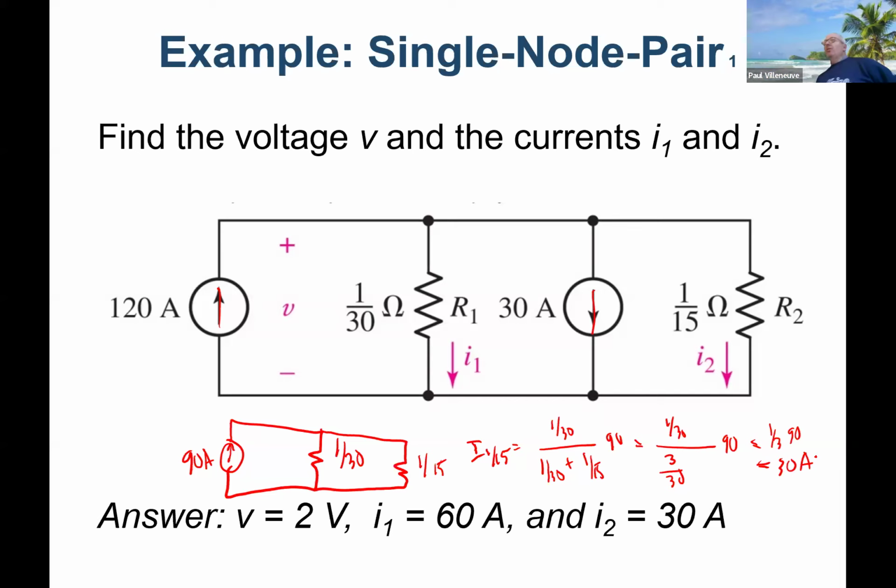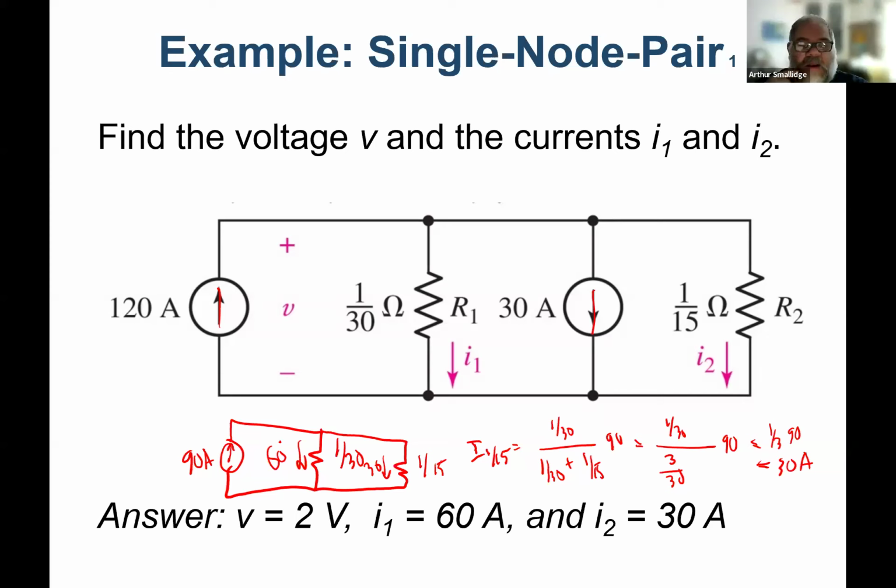Now I can certainly do current divider for the other one, but why would I? If 30 amps is going through here, I know that 60 has to be going through there, right? I don't even have to check that one. You can do a current divider, but you just intuitively know that it has to be 60 amps. Questions on that? I did it a little differently. Yeah, there's a million ways to do that, but sure.